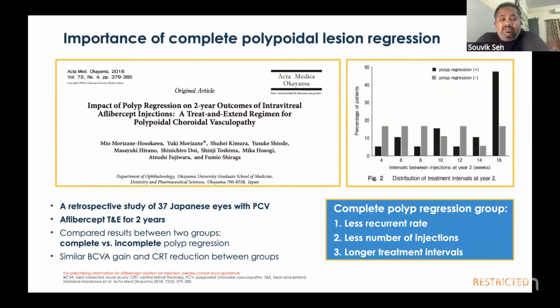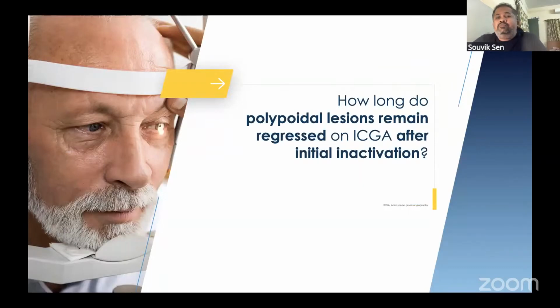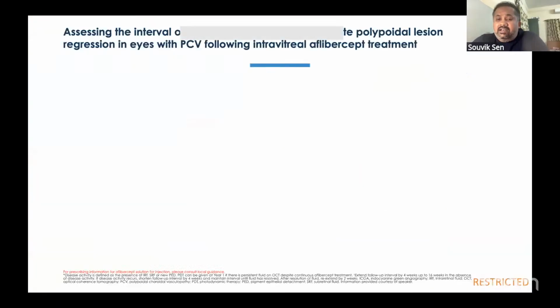So they used a treat and extend regimen of aflibercept for over 2 years. In the complete polyp regression group, what they found was a lower recurrence rate, fewer injections, and longer treatment intervals to which they could extend. So it's very important to look at polyp regression and activity along with functional gains. Now, how long do polypoidal lesions remain regressed on ICG after initial inactivation?